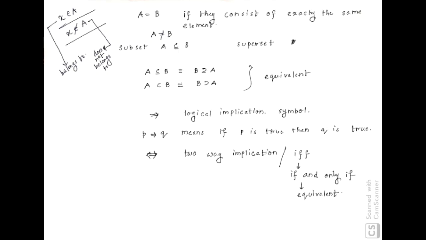It will often be convenient to have a symbol for logical implication, and the implication arrow is the symbol that you use. Suppose we have two statements P and Q. Then P implies Q means that if P is true, then Q is also true. Similarly, the two-way implication symbol, or logical equivalence symbol, means that the statement on each side implies the statement on the other, and is usually read as if and only if, or is equivalent to.